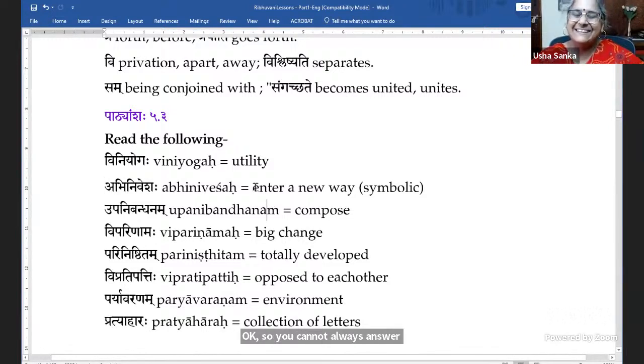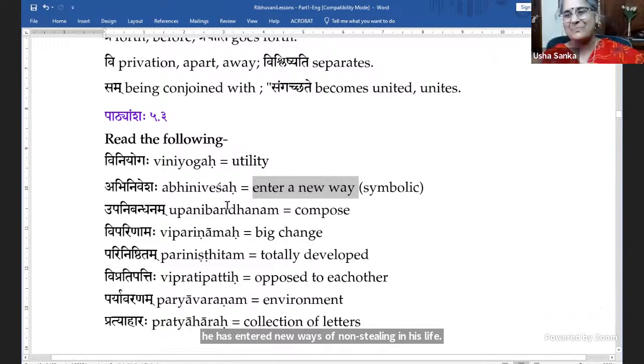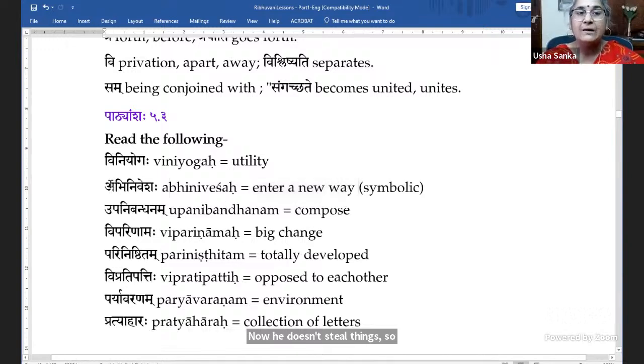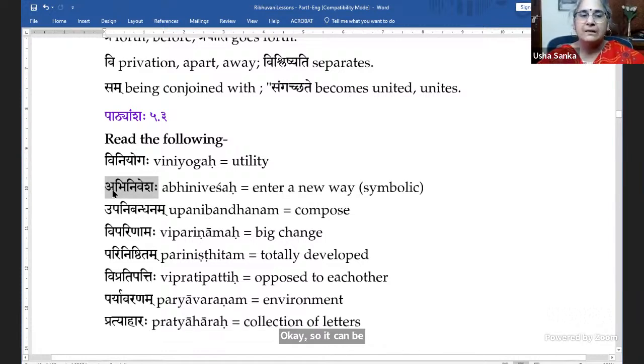So there is a very big problem with language, right? So, entering a new way. Now he has given up stealing and he has entered a new way of non-stealing in his life. Now he doesn't steal things. So abhiniveshaha, he enters into a new way. So it can be like durabhiniveshaha, suabhiniveshaha, samabhiniveshaha. These are all very commonly used.